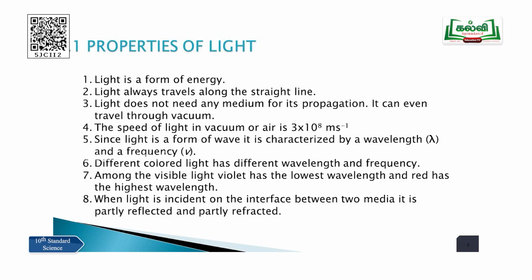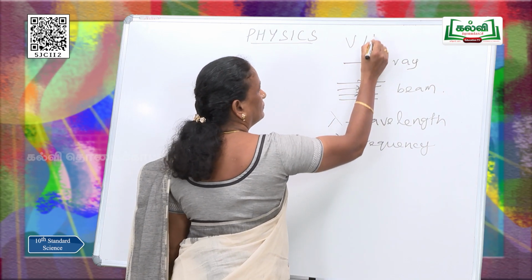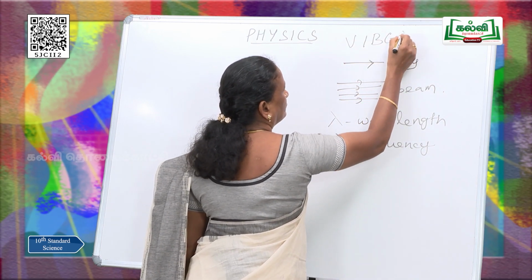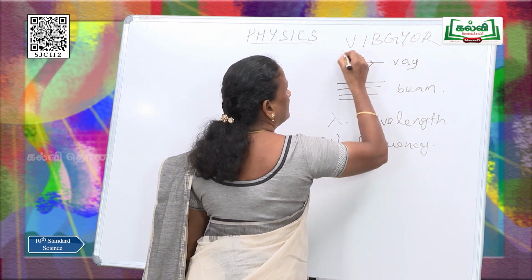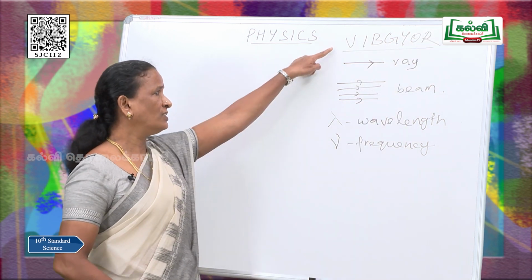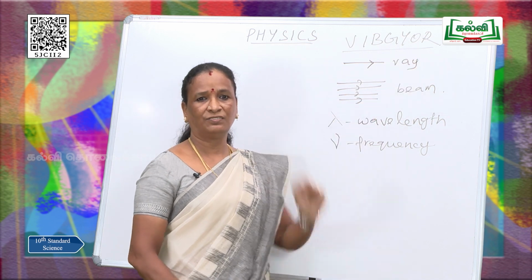Different colored light has different wavelength and frequency. Among the visible light, which has the lowest wavelength? Violet has the lowest wavelength and red has the highest wavelength. VIBGR, do you remember VIBGR? In this VIBGR, violet has the lowest wavelength and red has the highest wavelength.